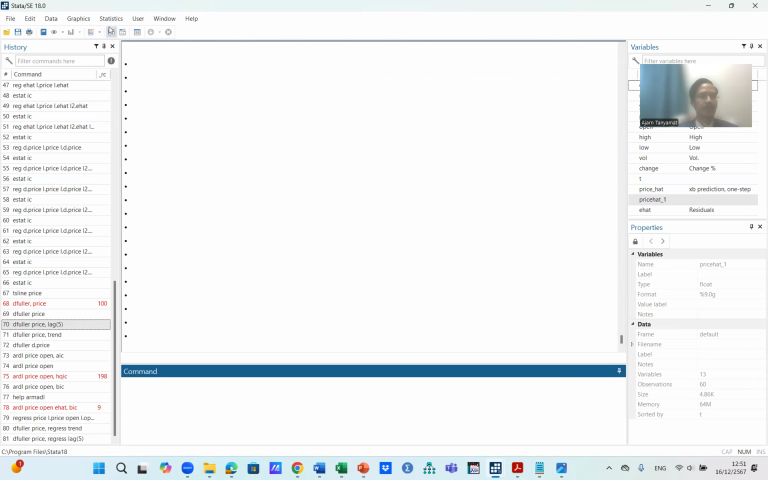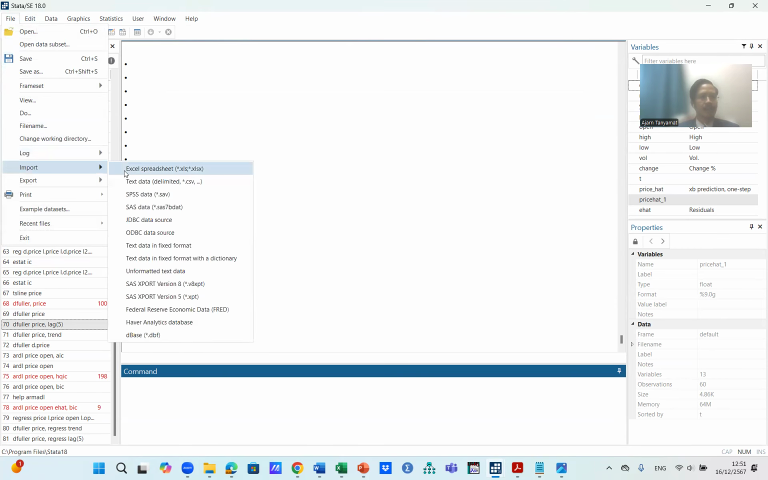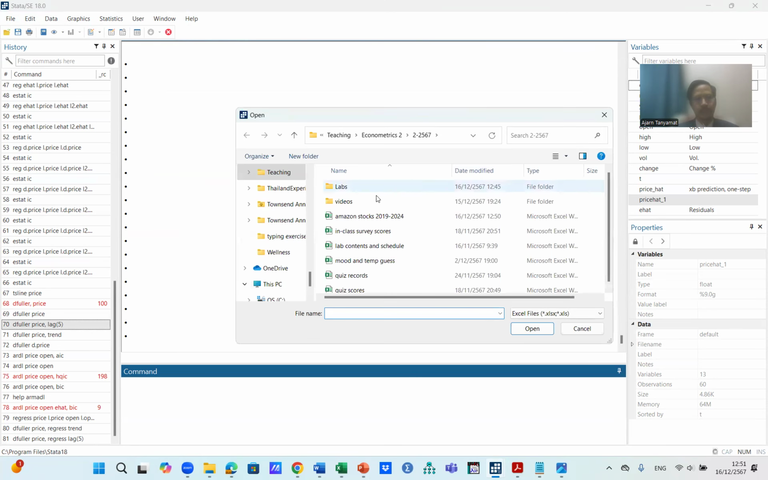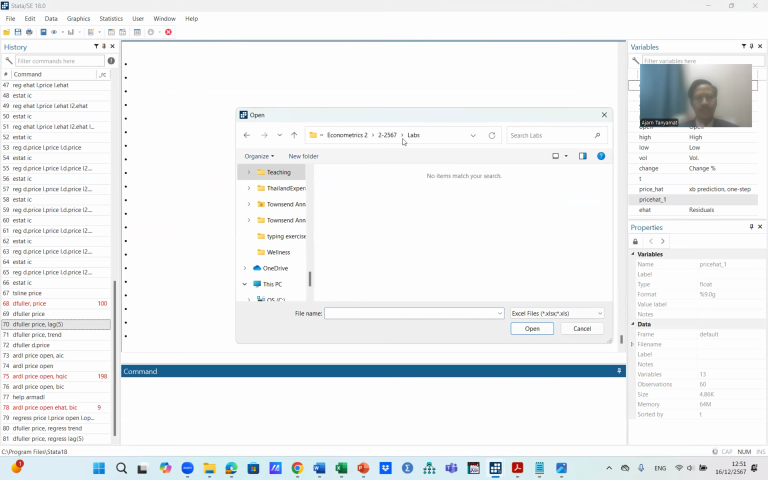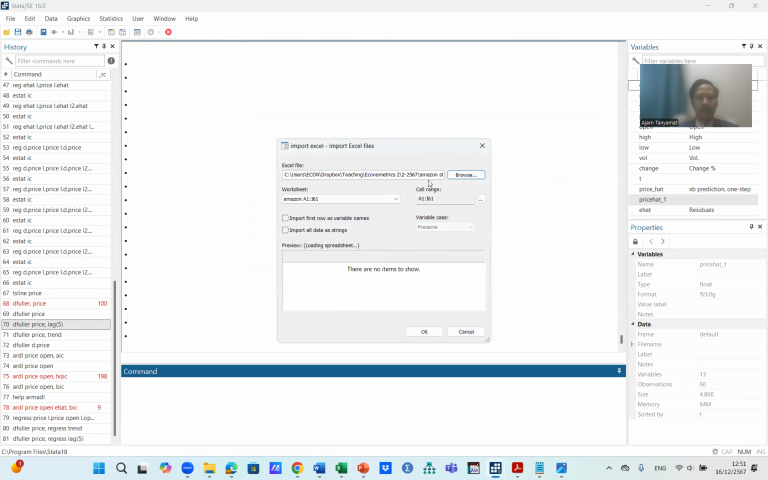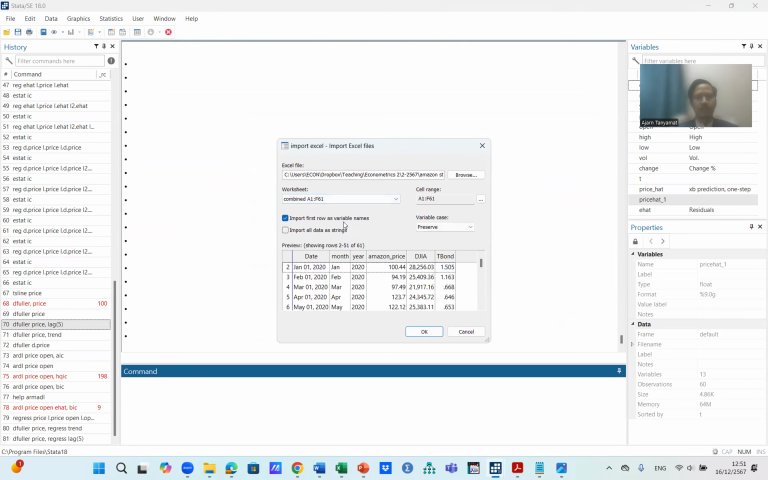Yeah, I'm gonna go ahead and import that. File, import, Excel spreadsheet. I'm gonna choose the file. No, choose the file as Amazon stocks, and I'm going to use combined. The worksheet is going to be the combined worksheet. Import first row as variable names.